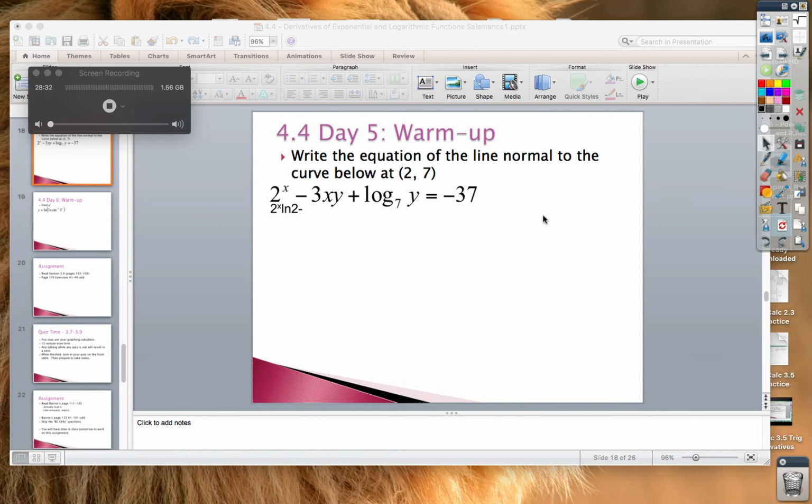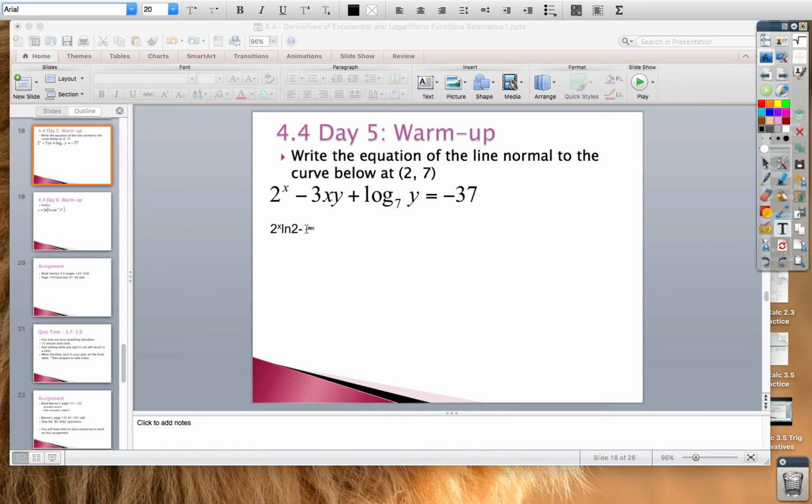Minus 3. Remember, x times y is product rule, so derivative of the first, which is 1, times the second, plus derivative of the second times the first, plus derivative of log base 7 of y, which becomes 1 divided by y ln of 7 times dy/dx, equals 0.